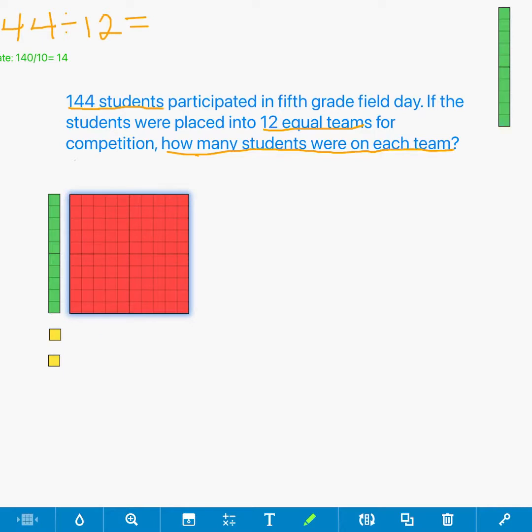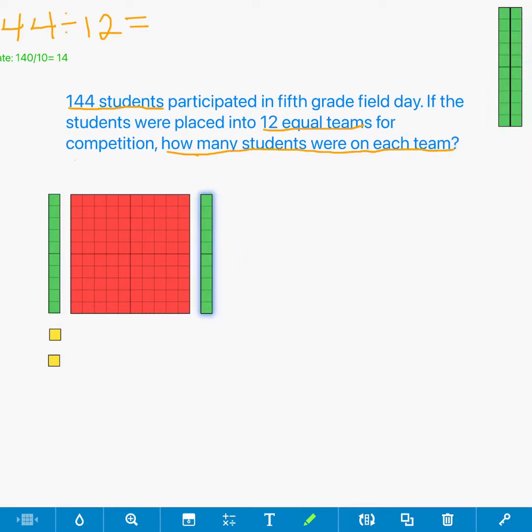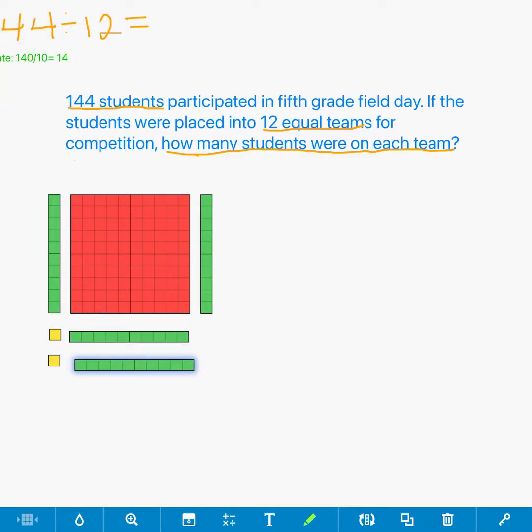So I'm going to put 100, 110, 120, 130, 140, because my goal is to make a perfect square. 141, 142, 143, 144.